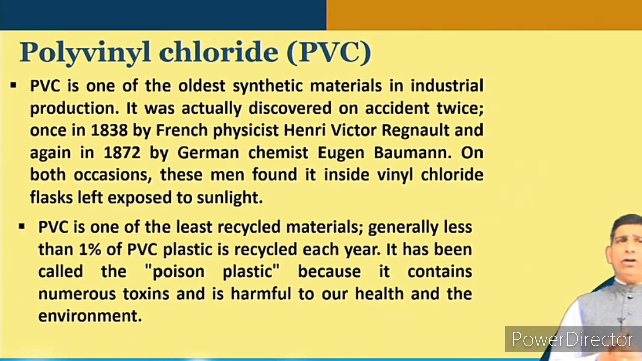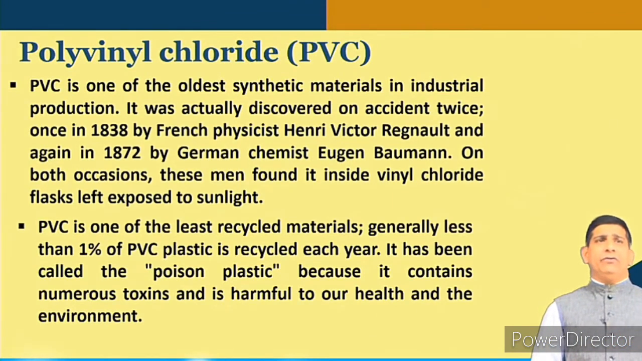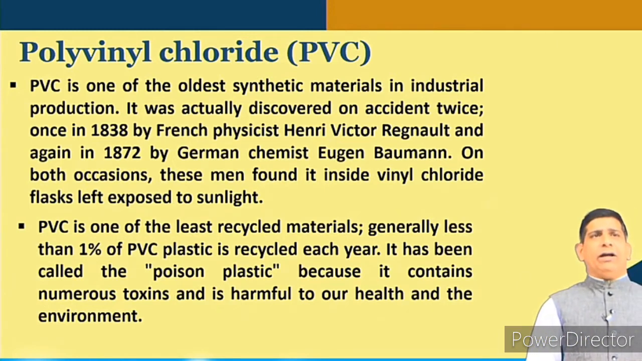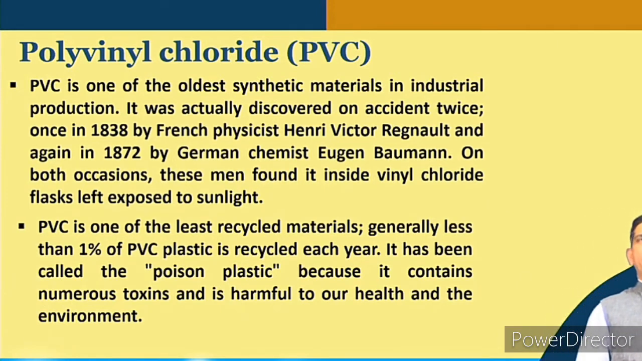Polyvinyl chloride is the oldest synthetic material. It was actually discovered by accident in 1838 by a French physicist, Henri Victor Regnault, and then again in 1872 by the German scientist Eugen Baumann. On both occasions, they found it inside a vinyl chloride flask left exposed to sunlight. So they had the vinyl chloride exposed to sunlight, and they found it there.